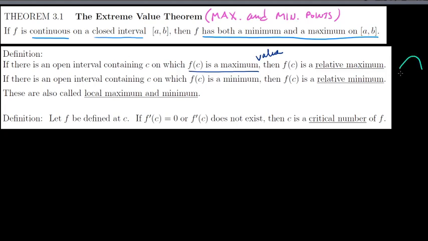So if this is your open interval, say from A to B, although it's just any open interval, so we don't include the endpoints here, and your C would be right around in the middle here. Then this f of C right here, that y-coordinate, will be the highest point. So that'll be a relative maximum, if I can abbreviate.